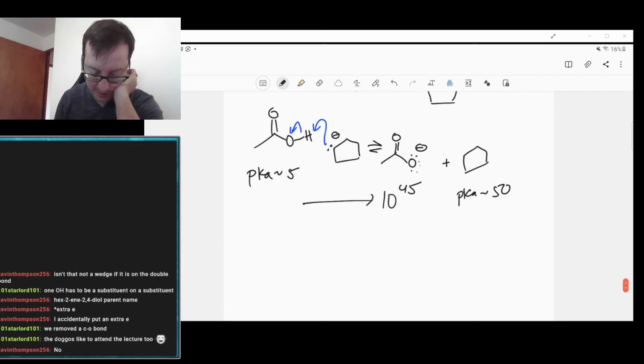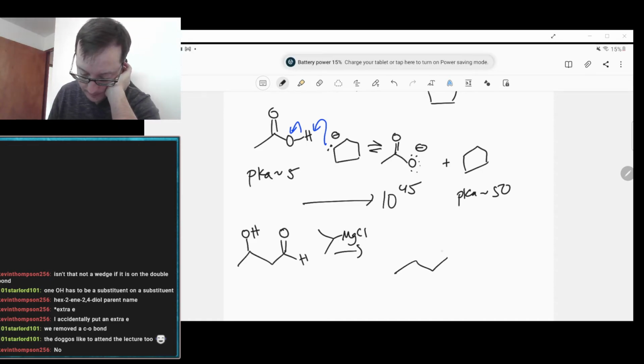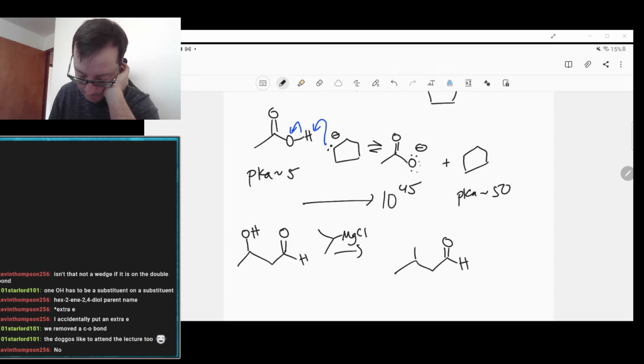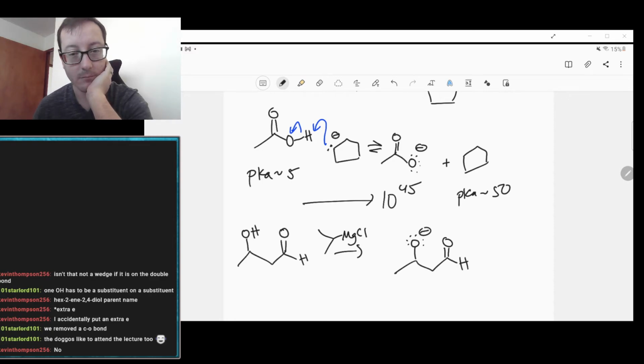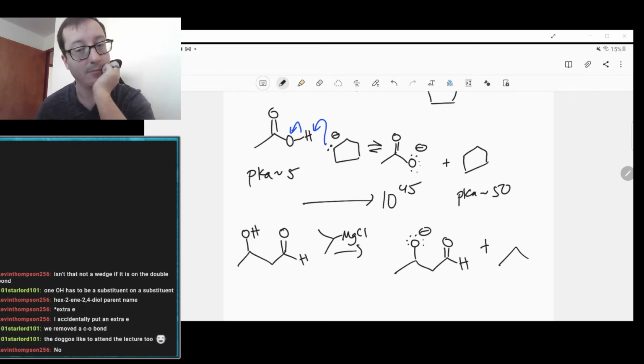So if you try and do something like this, I don't know, let's use the isopropyl one. If you try and do this again, all you're going to get is that. That's all you're going to get. You're going to get propane. Boring. Not a good thing.